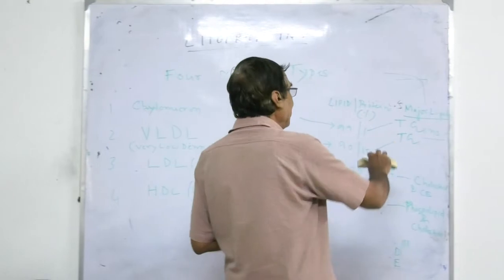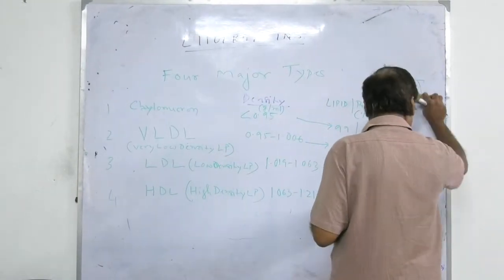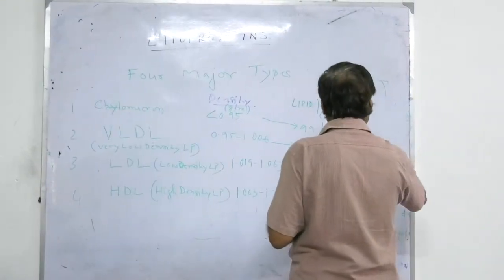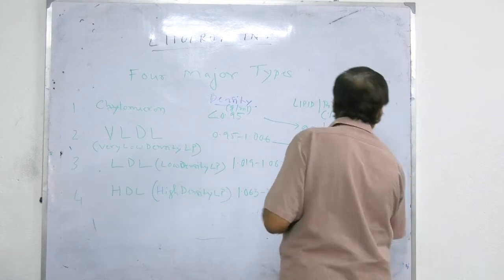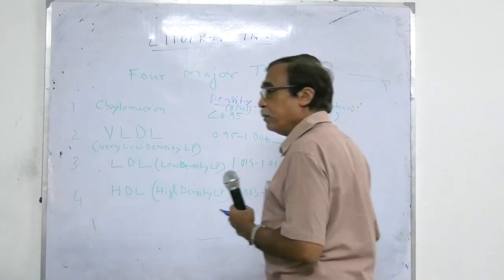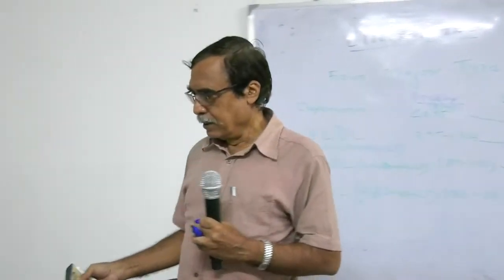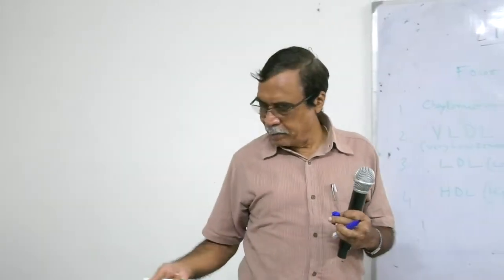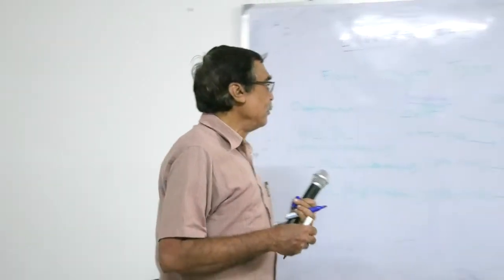I am erasing this side and writing here: apoproteins. We have already named the apoproteins A, B, C, D. We have named the apoproteins now.